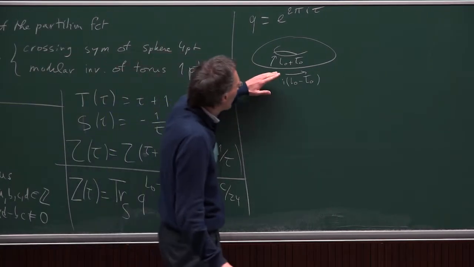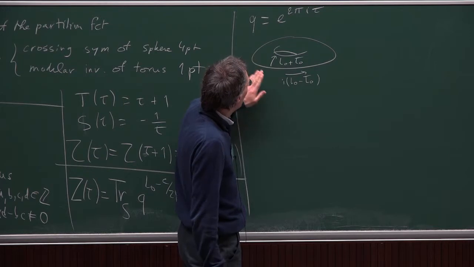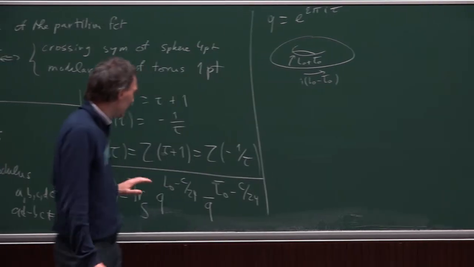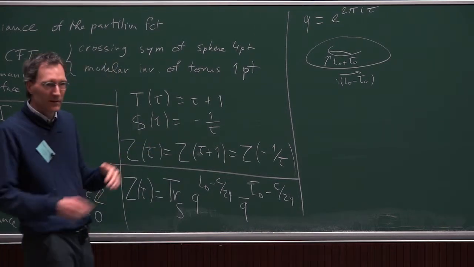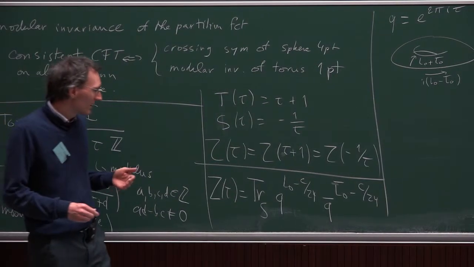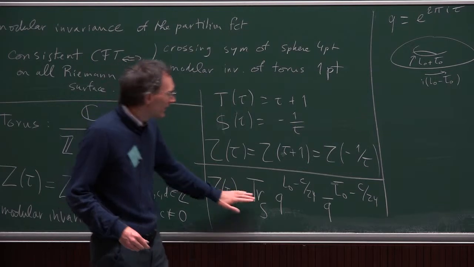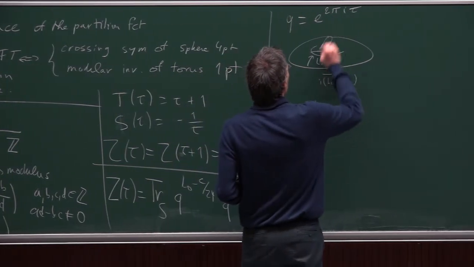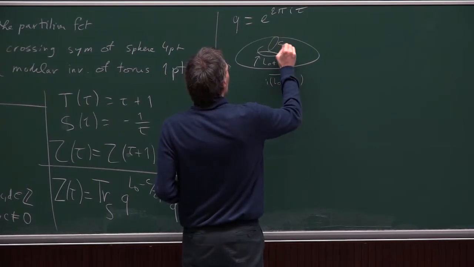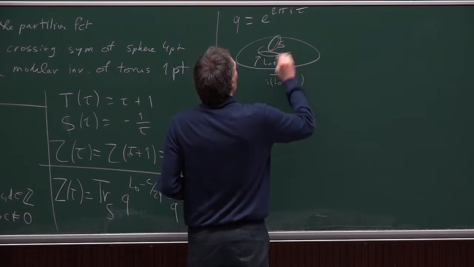And then you have to translate in this direction or in this direction by a certain amount, depending on the parameter tau, in order to build your torus. So tracing over the spectrum is equivalent to essentially cutting your torus by inserting your spectrum here.